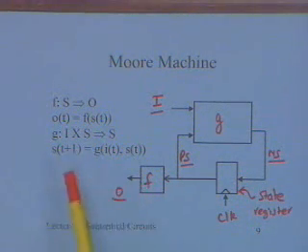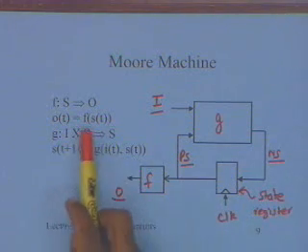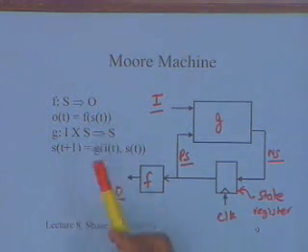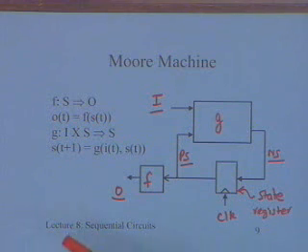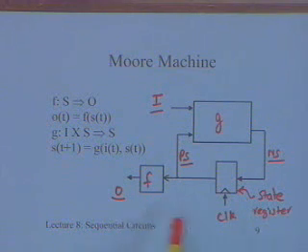Of course, you can say that even in the previous case, this function can be written so that it's independent of some of the input variables, and so you can say that Moore is also a special type of a Mealy machine. But as I said before, we like to distinguish between them, because this fact can be used to simplify the design when you are doing a Moore machine design.